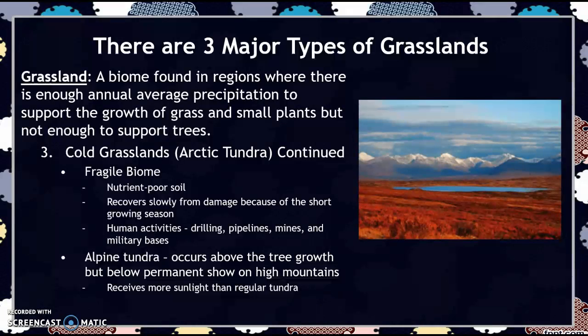We also have something called the alpine tundra, which is between tree growth and below permanent snow on high mountains. The only difference between our regular grassland tundra or cold grassland and our alpine tundra is that the alpine tundra generally receives a little more sunlight because it's higher up in elevation. So there is a little bit more growth in the alpine tundra than there is in our normal Arctic tundra.